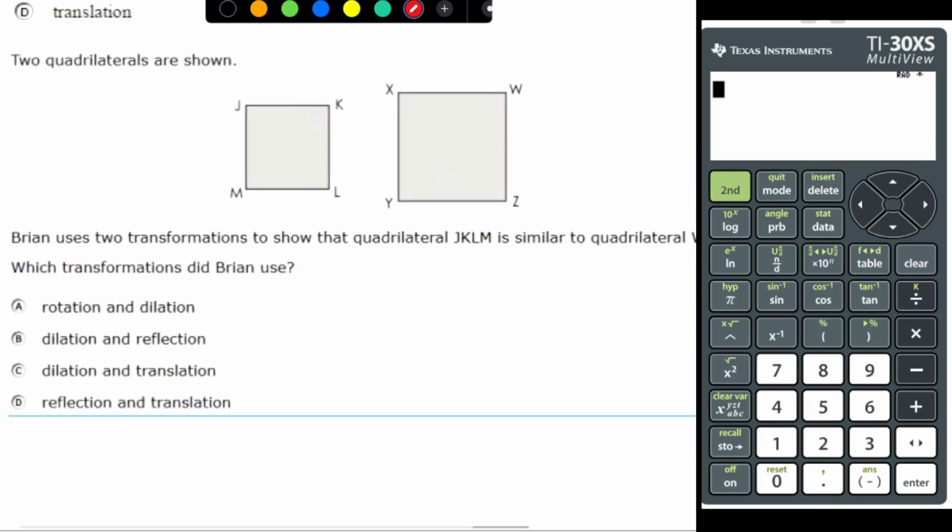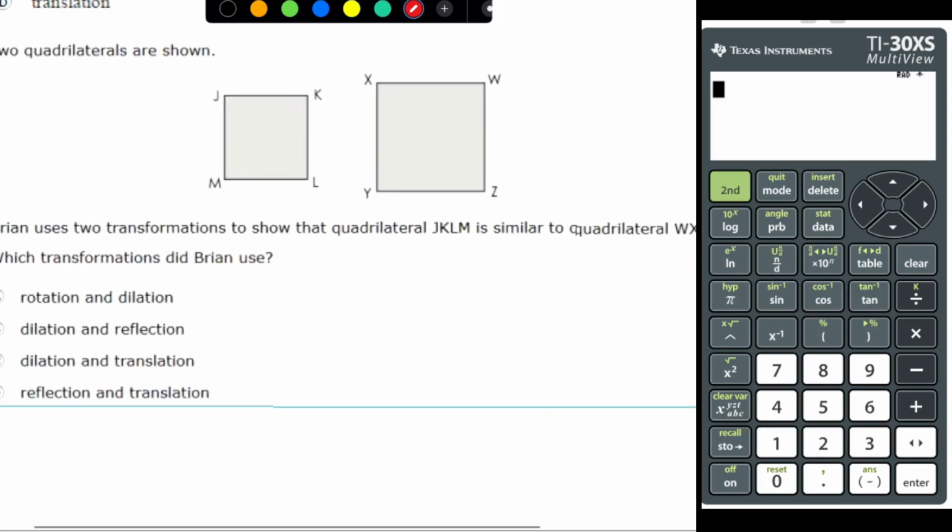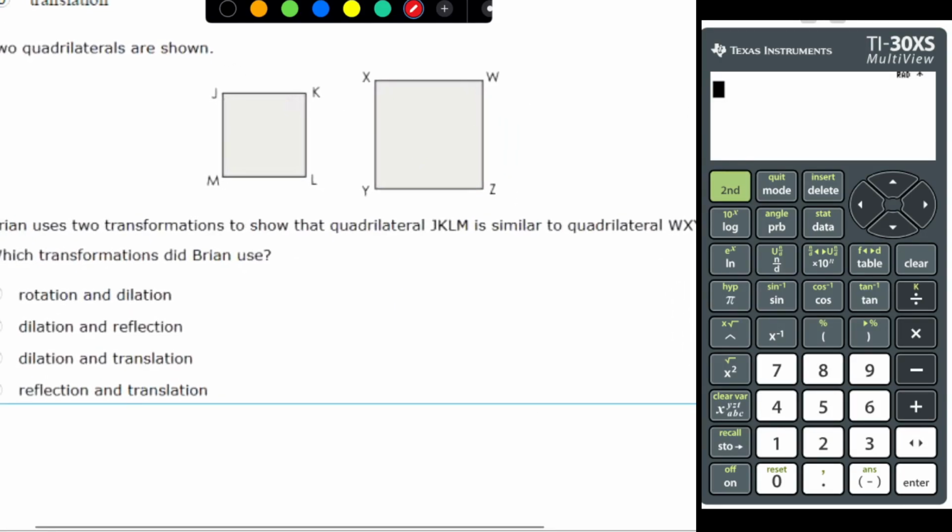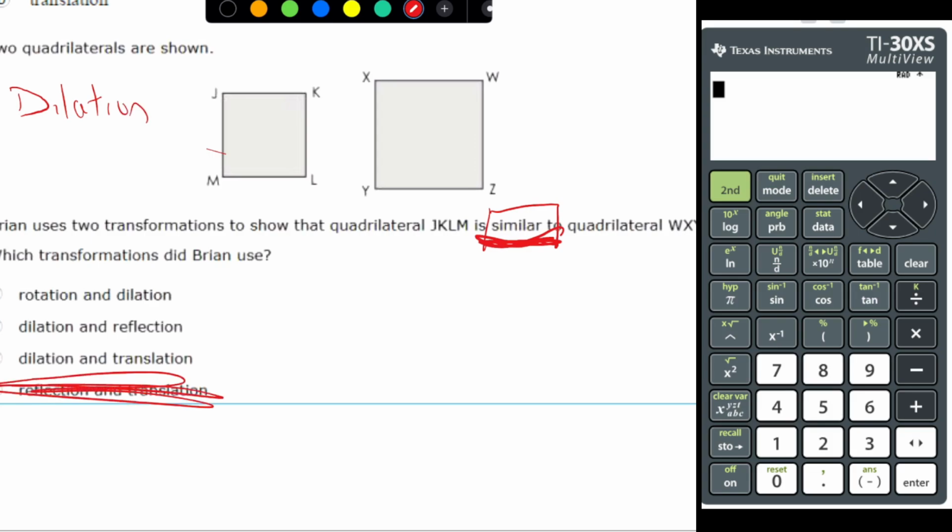Two quadrilaterals are shown. Brian uses two transformations to show that quadrilateral JKLM is similar to quadrilateral WXYZ. What transformations did Brian use? So we see similar, and we see that the shape is noticeably bigger. So we're immediately going dilation, and we're eliminating any choice that does not have dilation. We eliminate choice D.